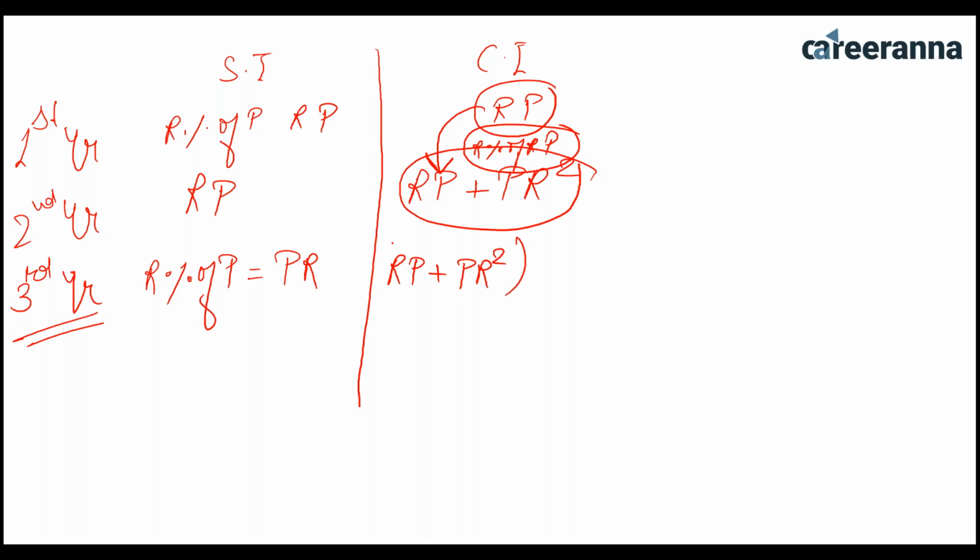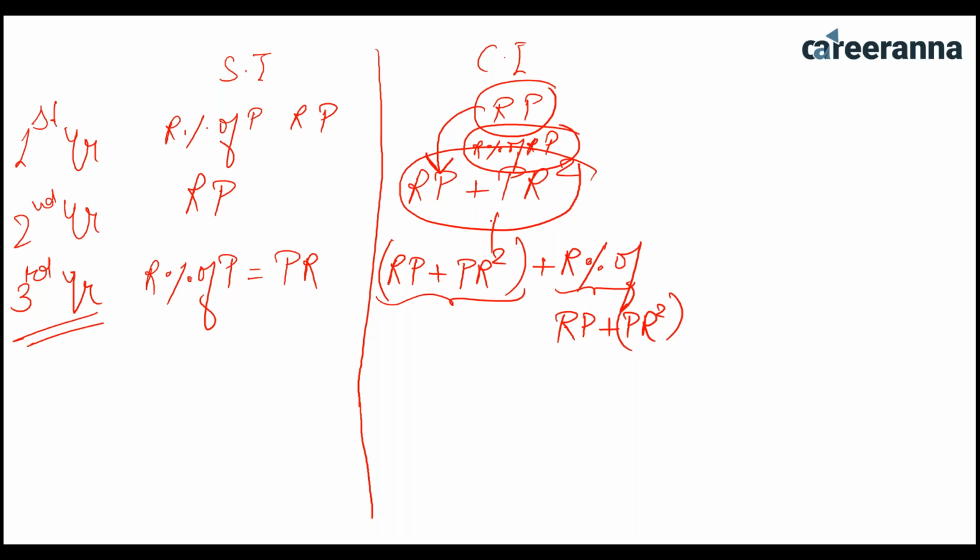This is my previous year interest. Now what I'll be doing, I'll be putting R% of interest on interest. This is what my interest on interest. So R% of RP plus PR square. Okay. Just tell me any problem in understanding. This is my previous year interest, this thing. And what I'll be doing, I'll be taking R% on my interest. Any problem till here?